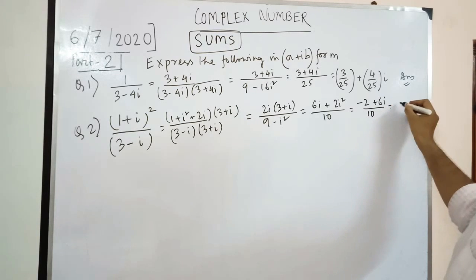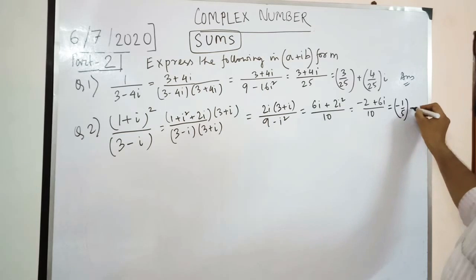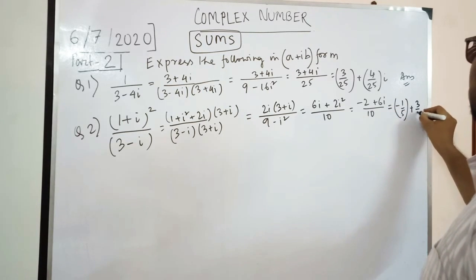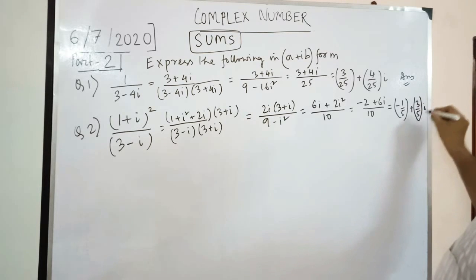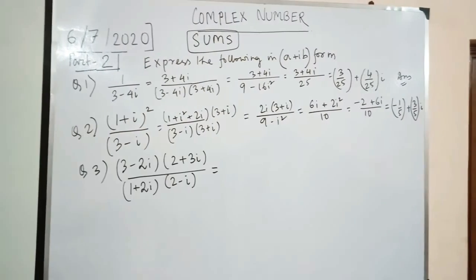So this is 2 by 10, so it will be minus 1 by 5 plus 6 by 10, which will be 3 by 5 into i. So this is again a plus ib. We have expressed it in the form. Okay, so let us do the next sum.